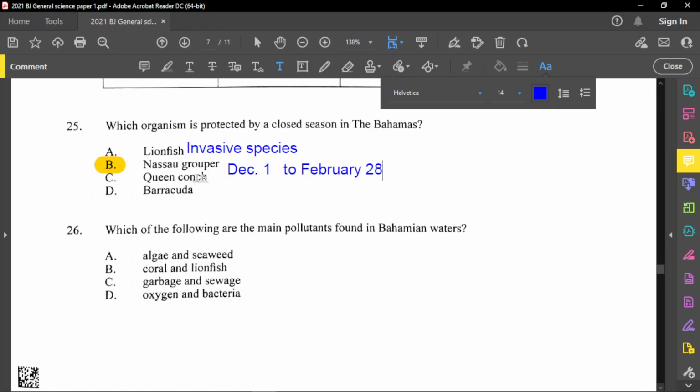Conch doesn't have a closed season, it has an open season. The barracuda, you can actually fish that whenever you want.